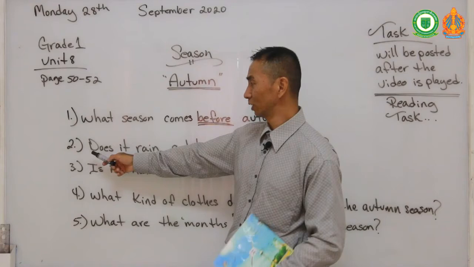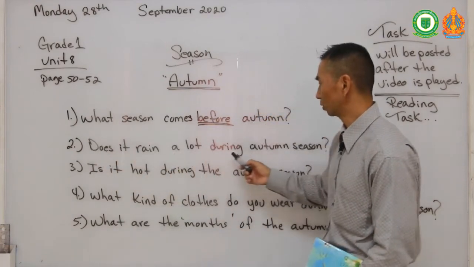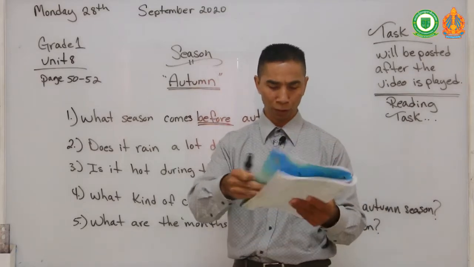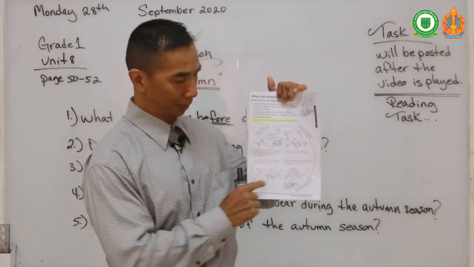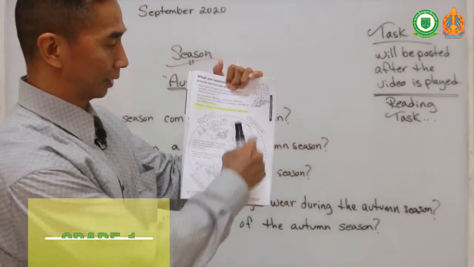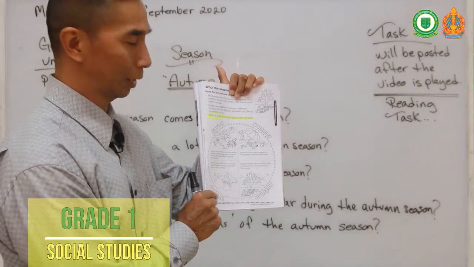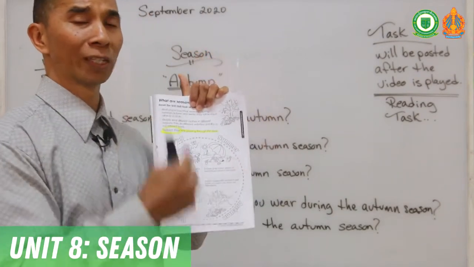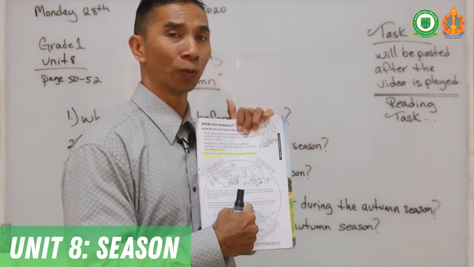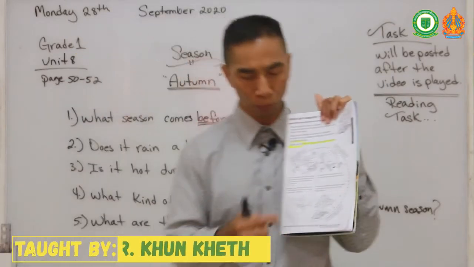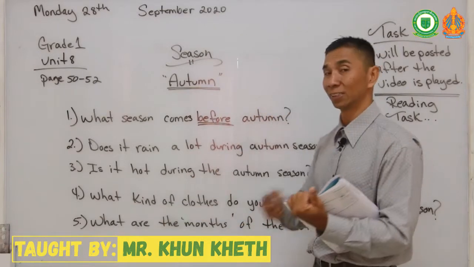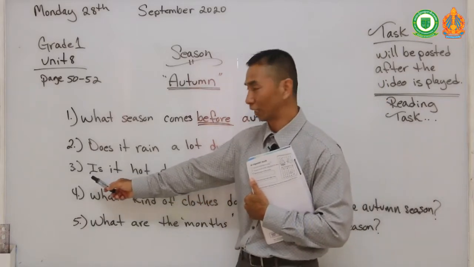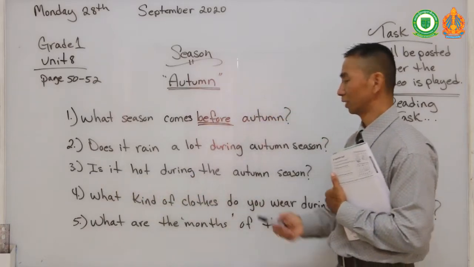And my second question to you is, does it rain a lot during the autumn season? Again, you can turn your book to page 50. You can see these pictures here about the seasons that we have studied for the past couple of weeks, and you can read the article right on top of autumn. It will tell you what kind of season it is, if it rains a lot, or if it doesn't rain at all. Once you figure out the answers, please write them in your notebook and post them up on our page.